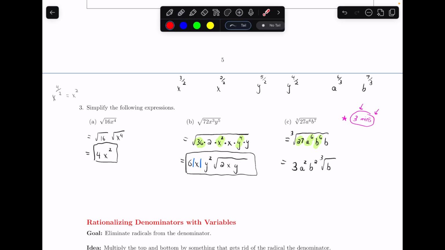We don't need to worry about absolute values when we have an odd root. It's just when we have even roots, like square roots or fourth roots, where we've got to worry about that. Okay, so there we have it. That's our answer.